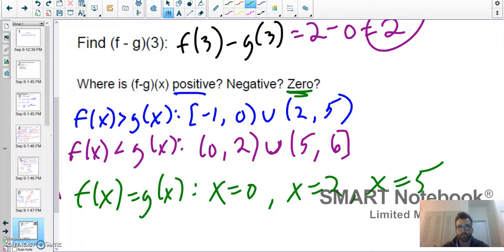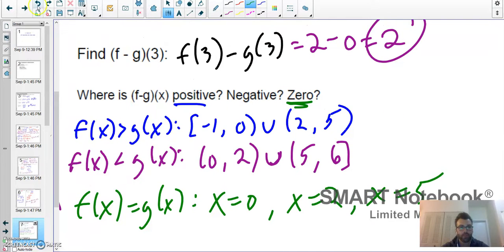Alright. There you have it. Next up, composition of functions. Oh boy.